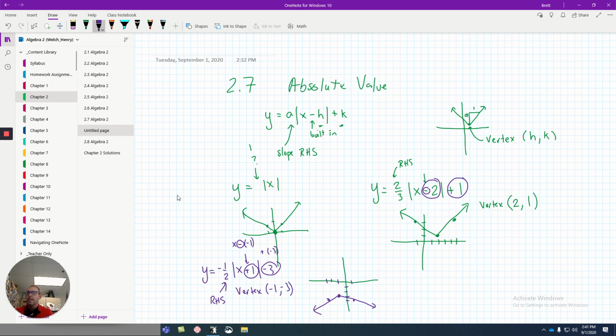Hopefully this helps you have an idea and understanding of how we shift it around and then create the slope from there.